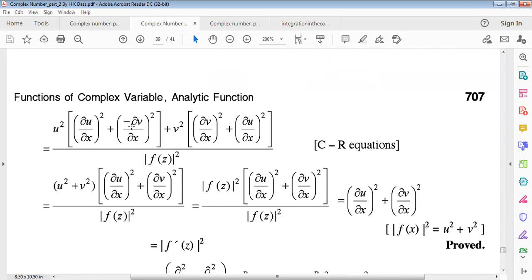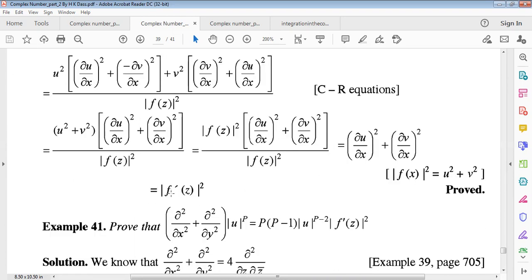So again this and this are the same, del b del x. So twice, and u square plus b square will be common for that. Then we get this, and this equals u square plus b square, which equals the absolute value of f of z whole square, because the absolute value of f of z was the square root over u square plus b square. And this one will be cancelled. So this will be the right hand side.